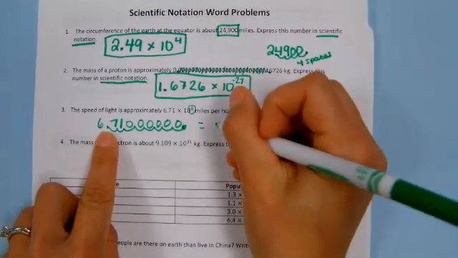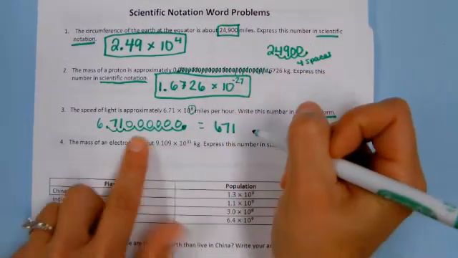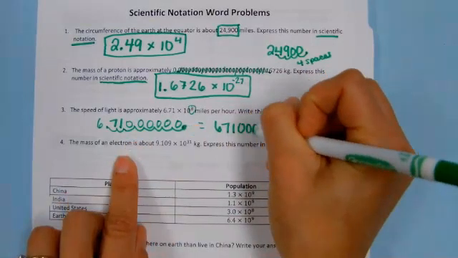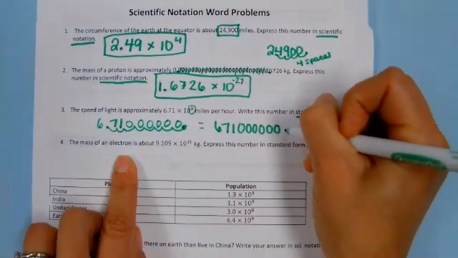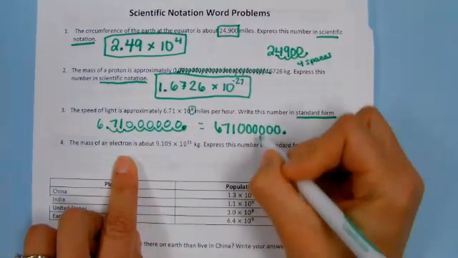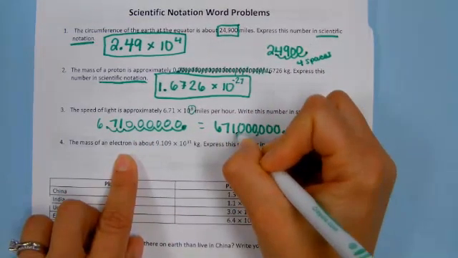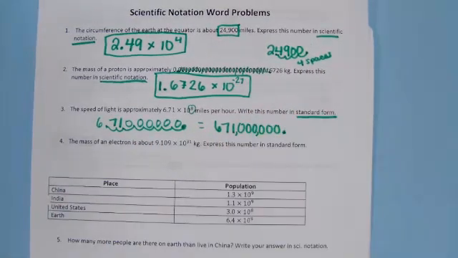Yeah, between the 6 and the 7. So 6, 7, 1. And then we have 6 zeros after. And the decimal is here. Sometimes they'll go back and put commas back in so that you can literally see the standard form number is 671 million, right? There we go.